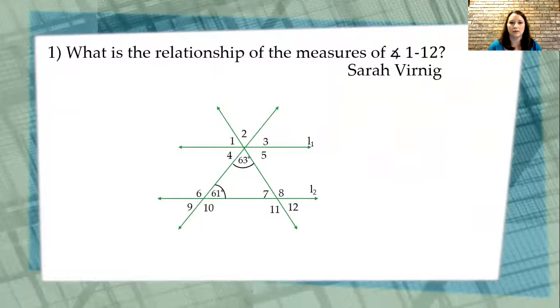So our first one is, what is the relationship of the measures of angle 1 through 12? Okay, so when we first look at this, it just looks super confusing. We have all these numbers, only 2 angles, and we just don't know where to start.